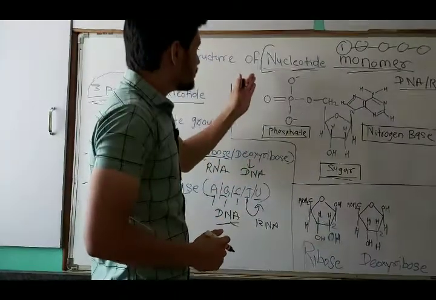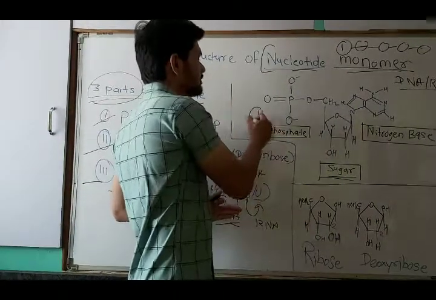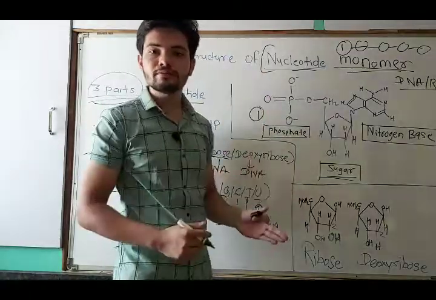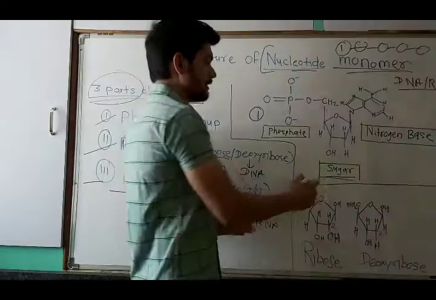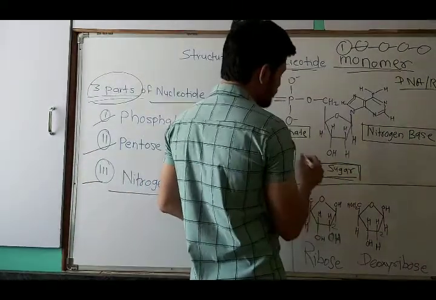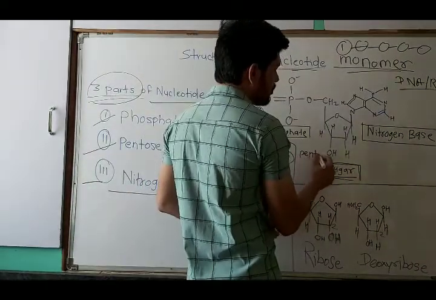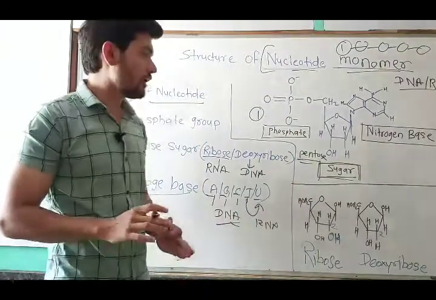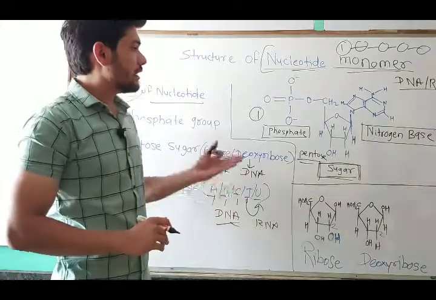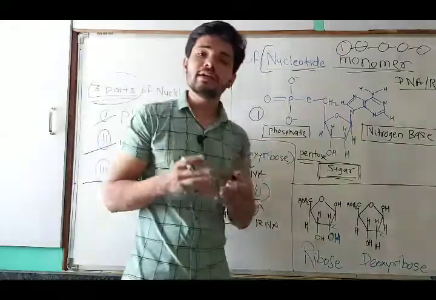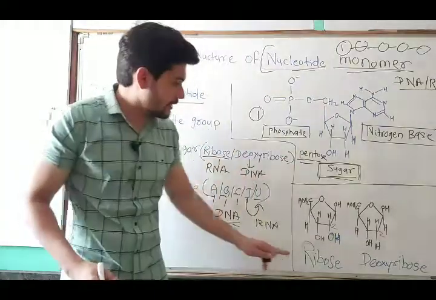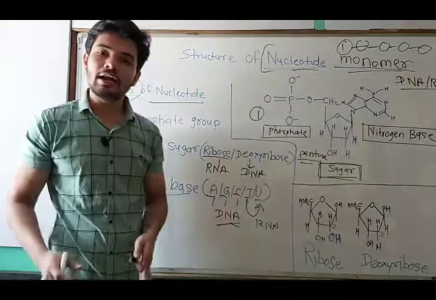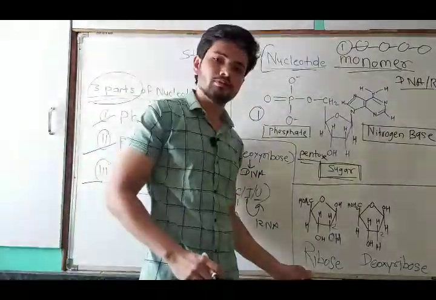Here you can see the first component is phosphate, from which the DNA backbone is made. The second component is sugar, which is mainly pentose sugar. What does pentose sugar mean? There will be 5 carbons in it. In case of DNA there will be deoxyribose sugar, and in case of RNA there will be ribose sugar.